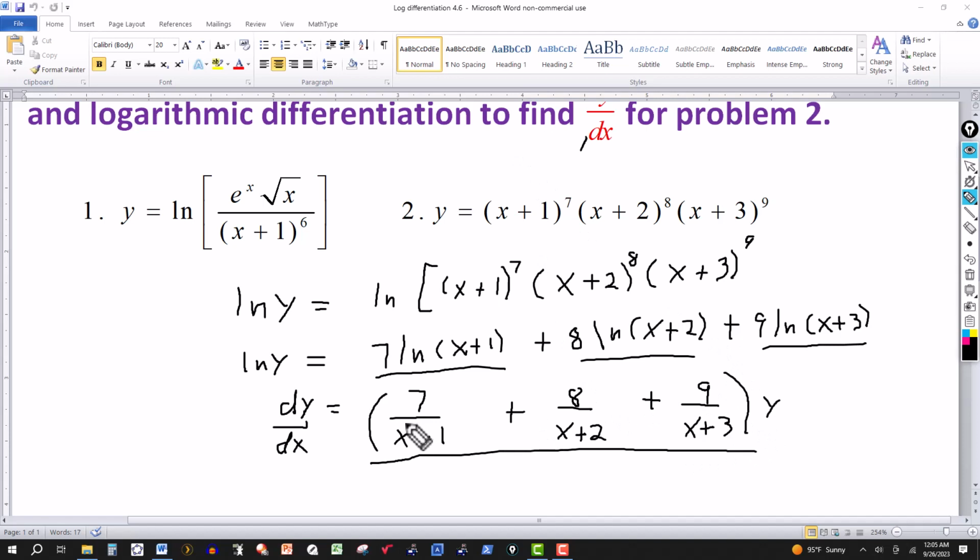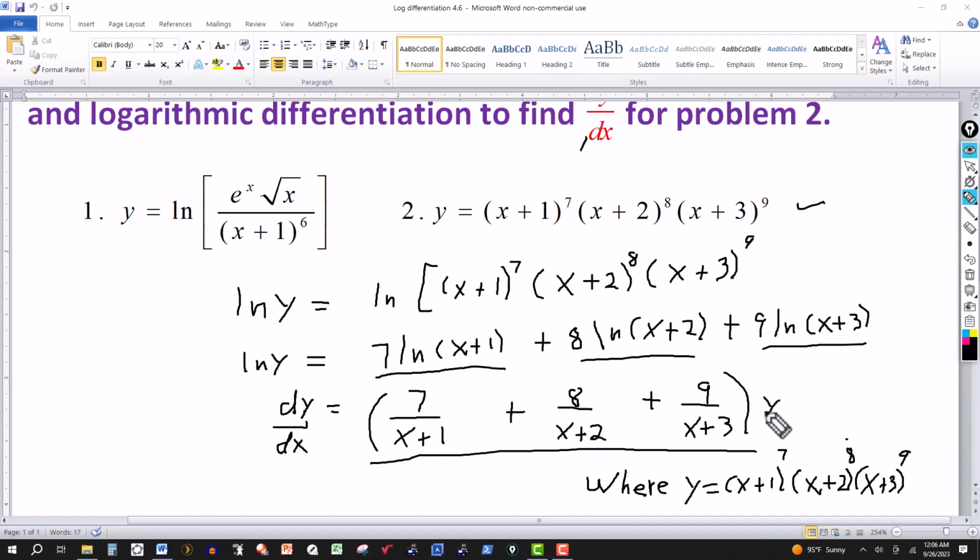You could leave it like this. And then down here you can say where y is equal to, and then you can just write this expression here. I'll put it right here: x plus 1 to the 7th, times x plus 2 to the 8th, times x plus 3 to the 9th. And depending on what they ask you for, you could find the LCD and write this as one expression. I wouldn't require that in my classes, but somebody else might.